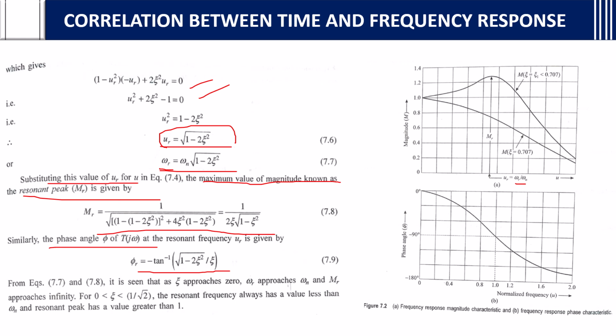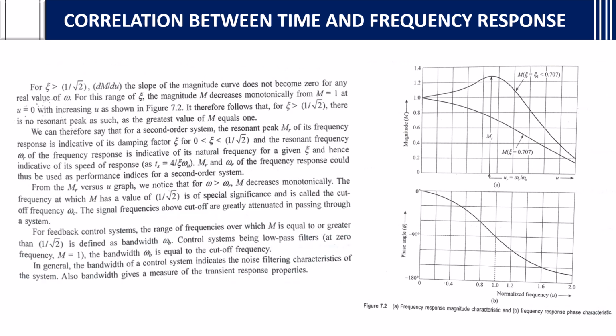So from equations 7.7 and 7.8, it is seen that as xi approaches 0, omega r approaches omega n, and Mr approaches infinity. So for 0 less than xi less than 1 by root 2, the resonant frequency always has a value less than omega n, and the resonant peak has a value greater than 1. This is the conclusion you can get.